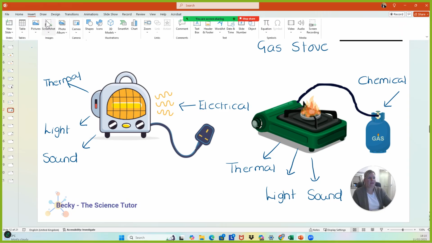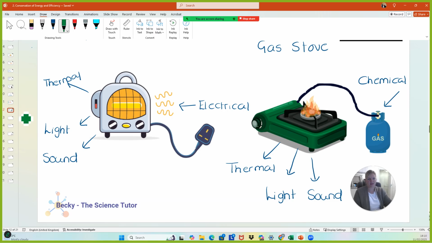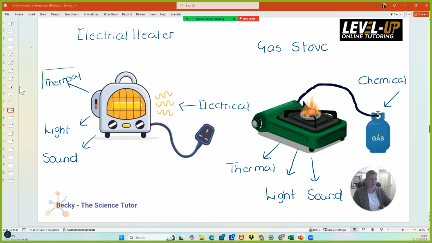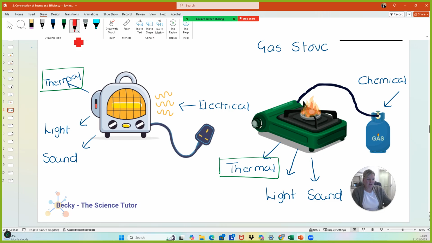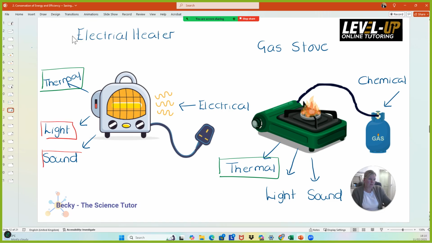I'll go from green, from useful. Sound, is that useful or wasted, Chloe? Useful is thermal. Yeah, I'm just going to recreate them on both. Light and sound are wasted. Now, we could argue that that light is quite useful. Yeah, we could say they're a bit useful. But do we actually need that heater to give off light?